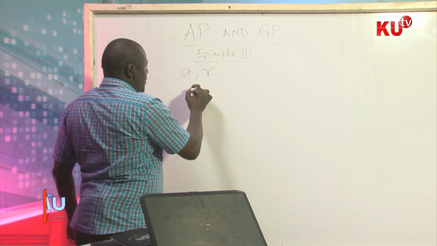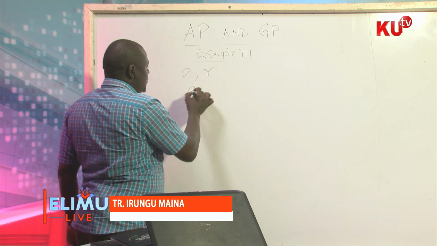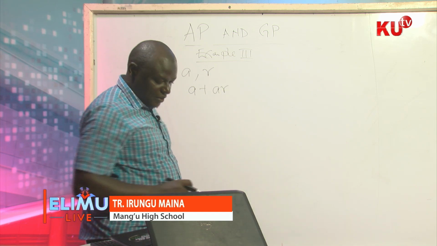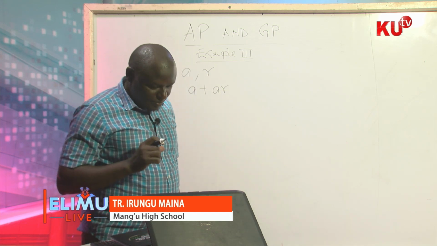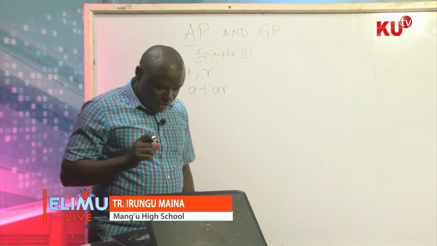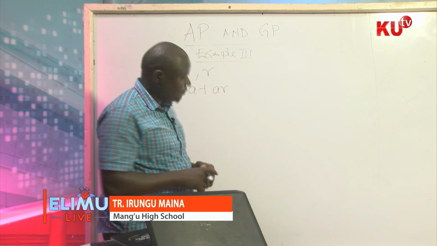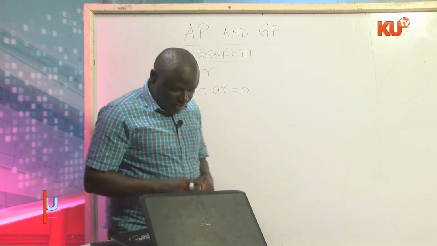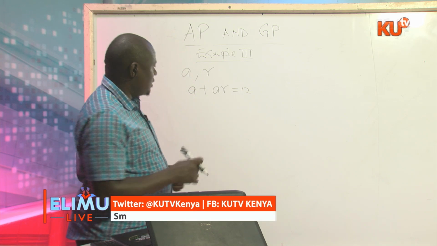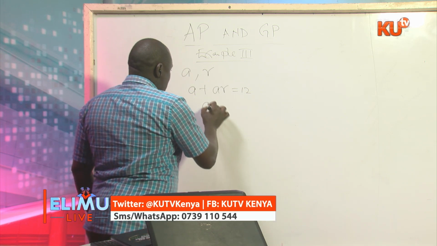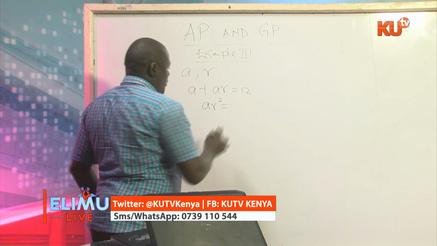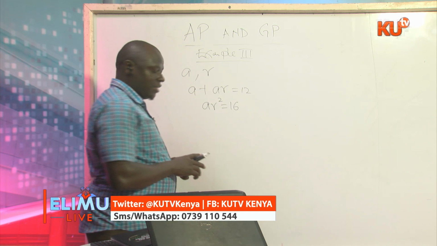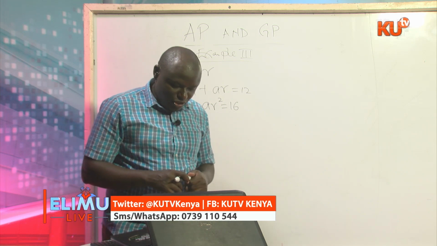It is a GP. The sum of the first two terms, so we have A plus AR. This is the first term and the second term. The sum of the first two terms is 12. And the third term, which is AR squared, is 16. Now they are asking, determine the ratio.